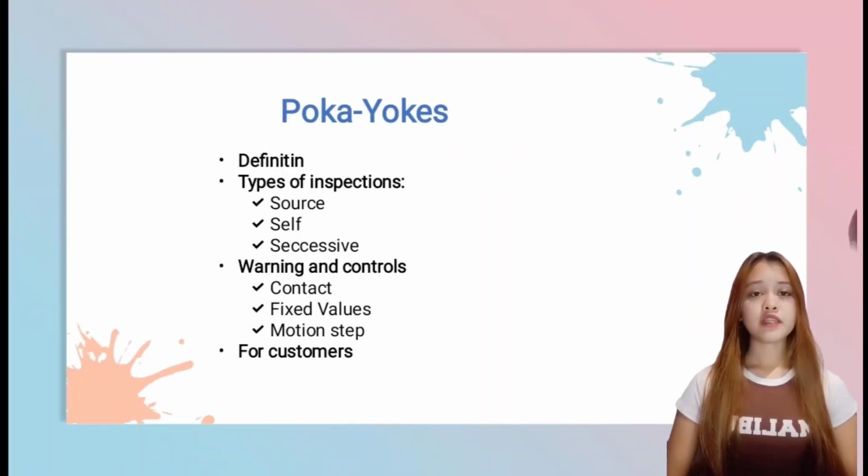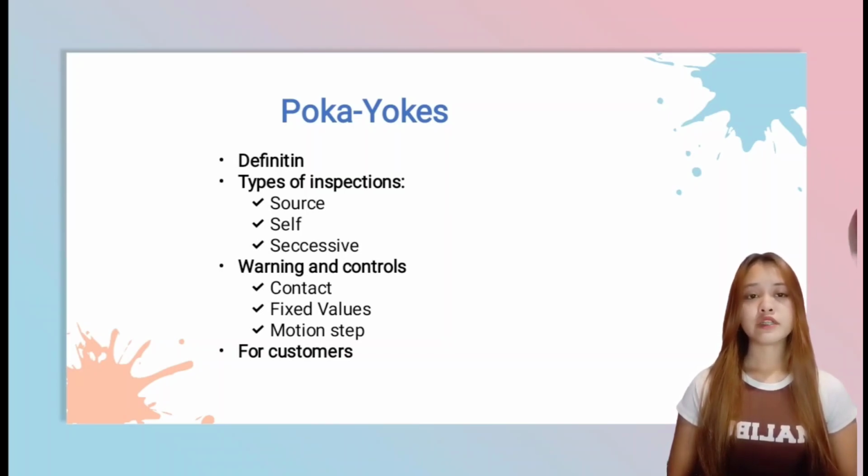Poka-yoke. The definition of poka-yoke is a failure-preventing device or procedure, mistake proofing or avoiding mistakes in Japanese, from Shigeo Shingo, Japanese quality expert. We have three types of inspections. The first one is source inspection. Potential mistakes are located at their source and fixed before they can get into the delivery system.